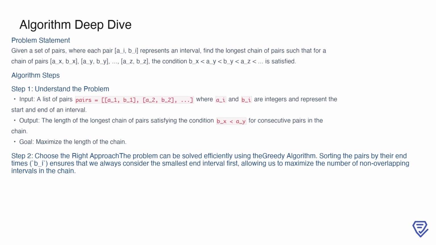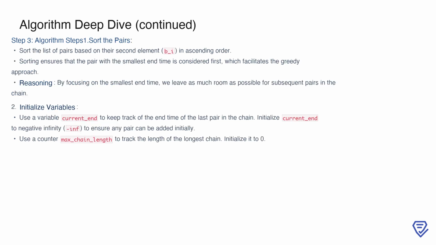To achieve this efficiently, we use a greedy algorithm. By sorting the pairs based on their end times, we ensure that we are always considering the smallest end time first. This is important because it allows us to maximize the number of non-overlapping pairs in the chain, which is the essence of the greedy approach. The first step in our algorithm is to sort the pairs by their end time, specifically the second element of each pair, in ascending order. This ensures that we prioritize pairs with the smallest possible end time, leaving maximum room for other pairs to be added to the chain. Next, we initialize two variables.